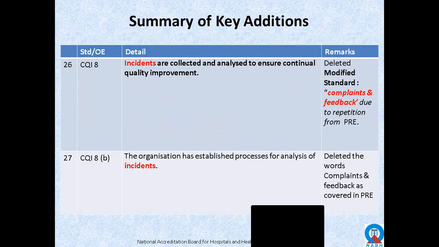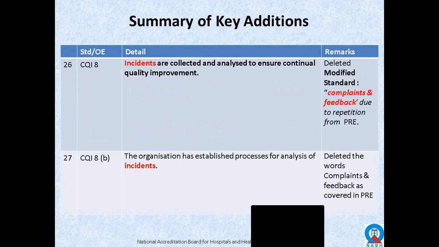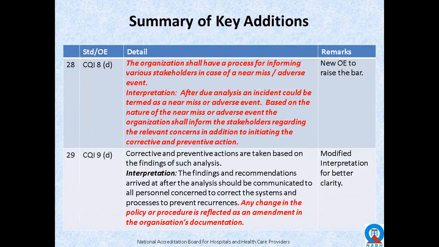Incidents are collected and analyzed to ensure continual quality improvement, and there has been a small modification. And CQI 8B, analysis of incidents, has been added. 8D, new objective element, the organization shall have a process for informing various stakeholders in case of near miss or adverse event. So now a near miss happens. There has to be a way where relevant people are informed.